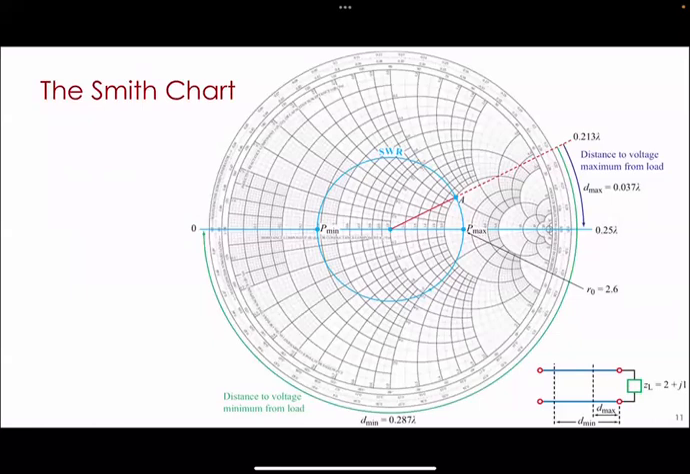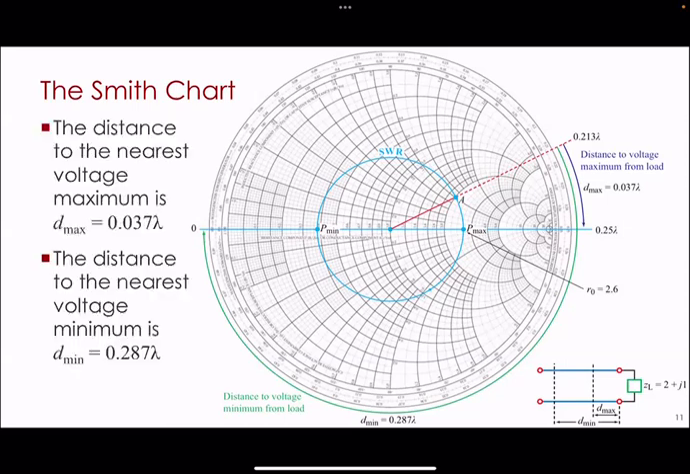We get the standing wave ratio simply from the same point, wherever the circle crosses the x-axis. Okay, that's how you get the standing wave ratio. And so here's the D max and D min. So D min is just D max plus 0.25 wavelengths. All right.